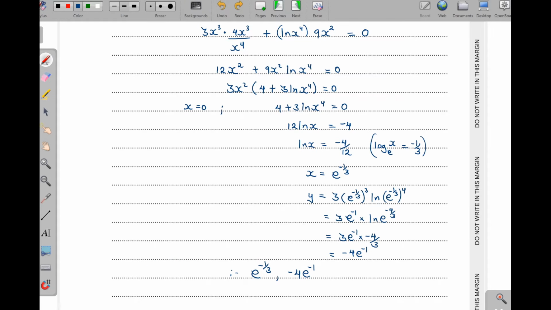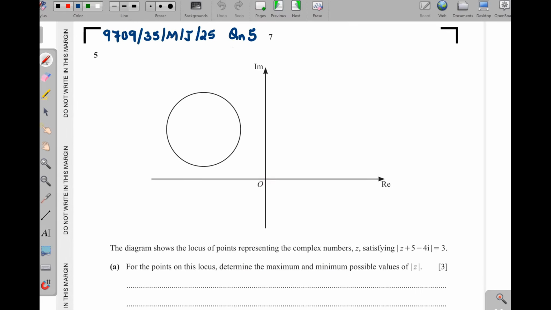So that's all the same answer. That is that. Question 5 is coming from complex numbers again. The diagram shows the locus of points representing the complex numbers z satisfying this modulus equation. Part A, find a point on this locus, then determine the maximum and the minimum possible values of z.